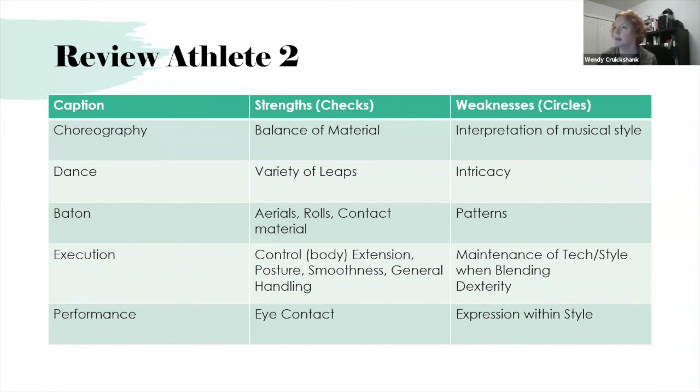Under baton, we checked marked aerials, rolls, and contact material. Elements performed are predominantly right hand, but they were vertical and horizontal, right hand and vertical. Horizontal pattern was lacking, but she did show variety of aerials, rolls, and contact material. And we noted there was excellent variety displayed within the vertical material.